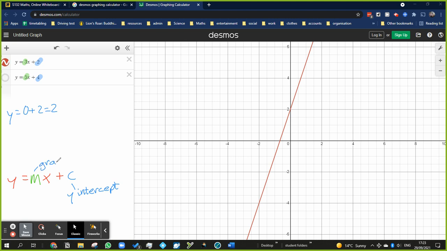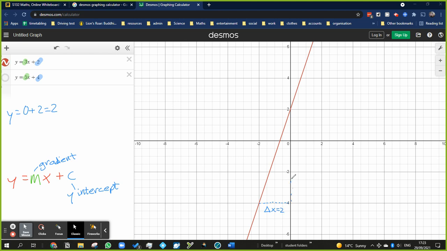Okay, so gradient. What does the gradient mean? Well, basically, it means how steep the slope is. The higher the number, the steeper the line is. We can measure it by imagining going across there. Now that goes from -2 to 2. So we can do a triangle to show the change in x. The change in x is equal to 2.